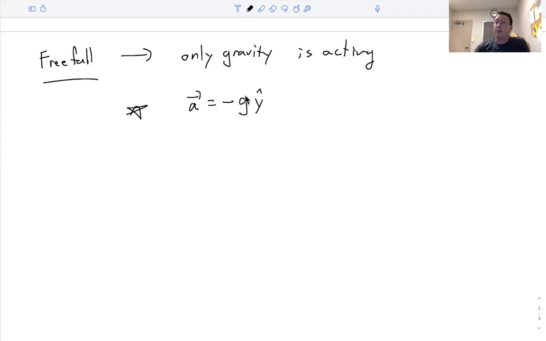Remember, g is positive 9.81 meters per second squared. We know this, we've seen this by throwing things and shooting stuff across the room. So in free fall, we only have to deal with gravity. So there's only one force, which makes it really easy to find the net force.